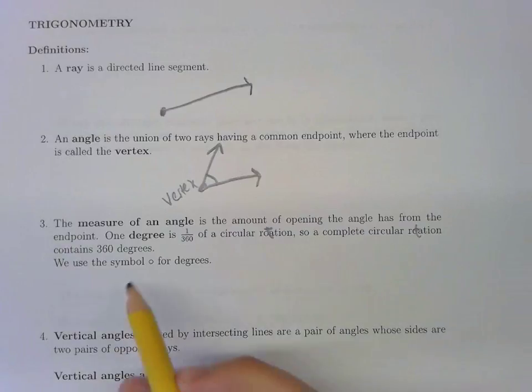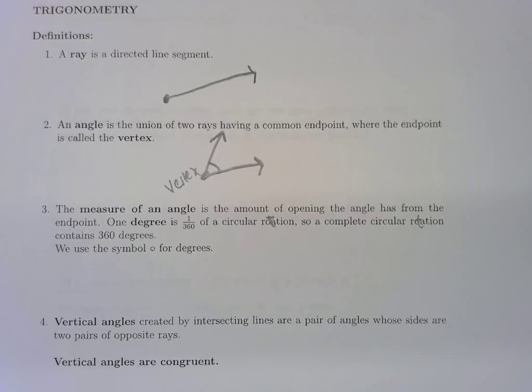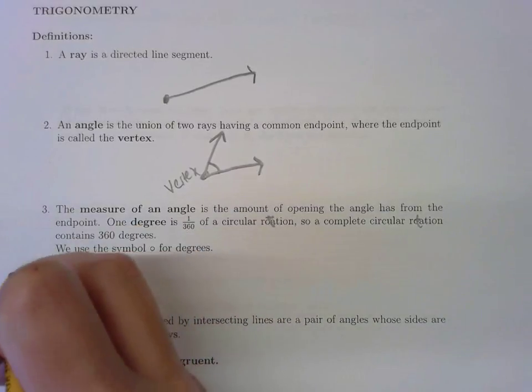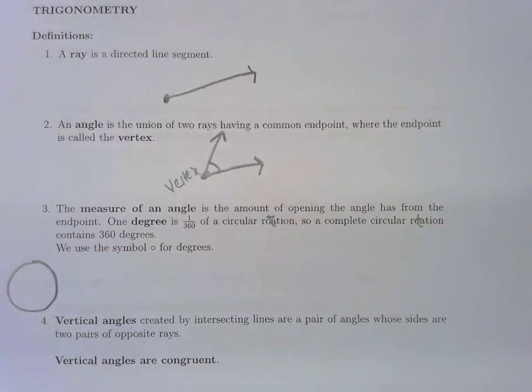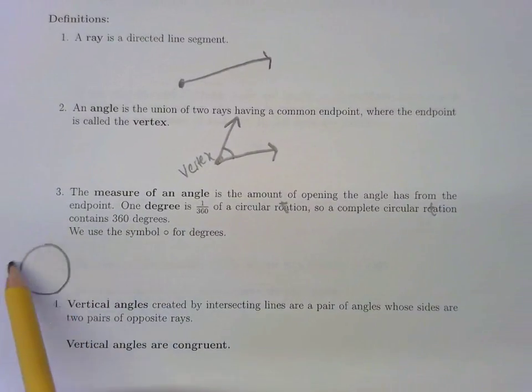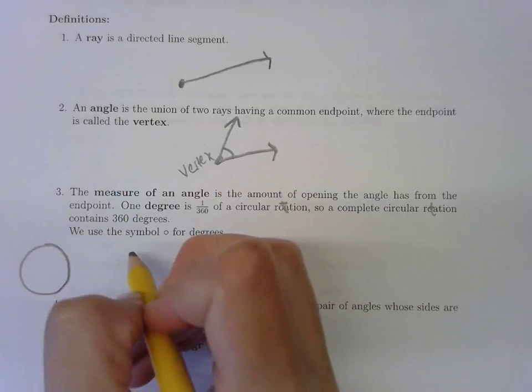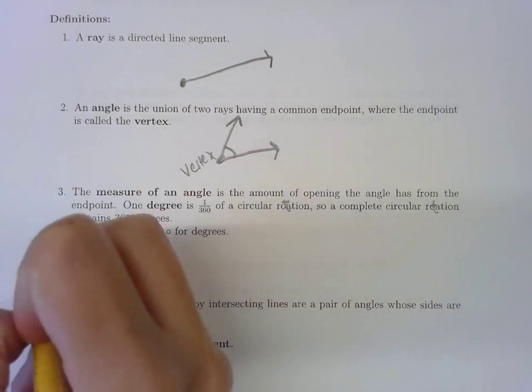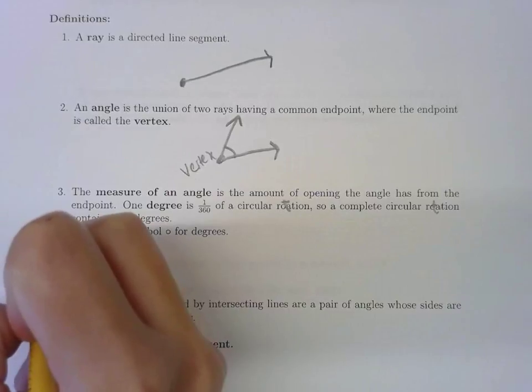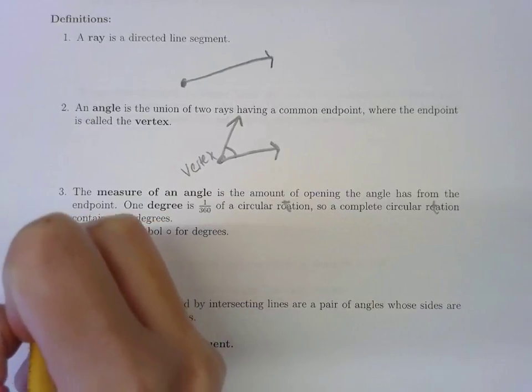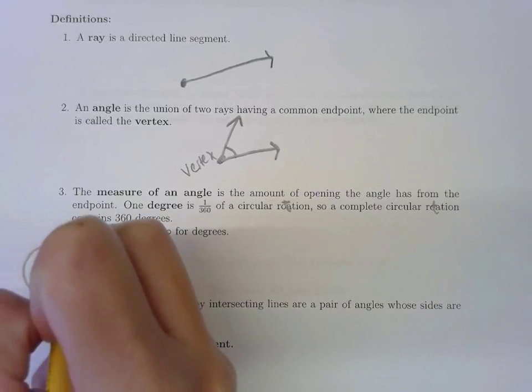We use the symbol, this open circle, for degrees, which you guys have probably seen before too. Okay, so this means a complete circle, which technically isn't an angle, it's a circle, would be 360 degrees. Okay, so 1 degree is 1/360th, so I can't really draw that. Okay, but for example, the circle would mean I have one ray here, and then the other ray would be all the way around.